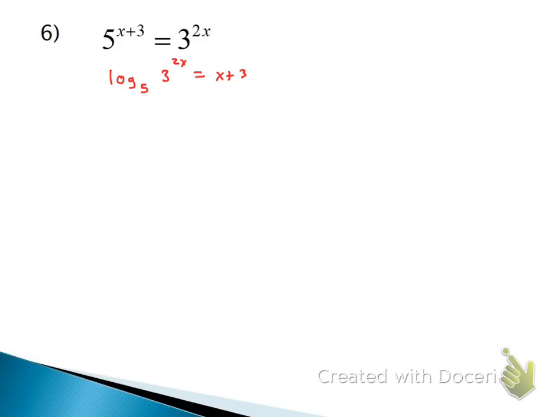Now, let's use our properties of logs that we learned last class. What can I do from here? You're going to use some property of logs. Want to try it, Caitlin? Move the 2x in front. She's right. Let's move this 2x out in front. So now it's 2x times the log base 5 of 3 equals x plus 3. That was the correct first step.